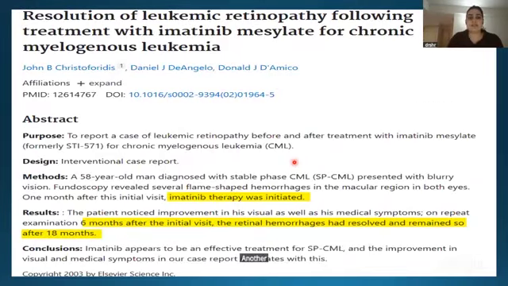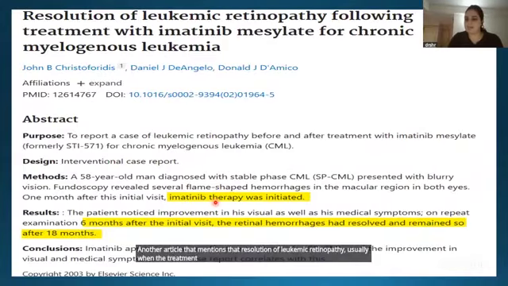Another article mentions that resolution of leukemic retinopathy, usually when treatment, for example imatinib therapy, is started, is usually seen in 6 months after the initial visit. The retinal hemorrhages would have resolved and remain so after 18 months, as suggested in this case.